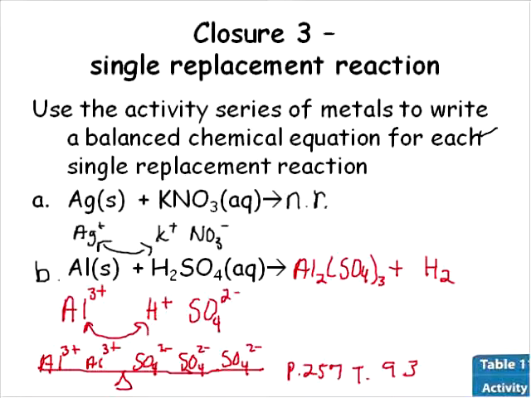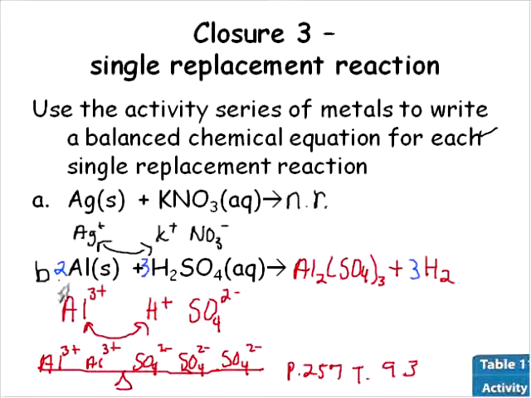Okay, and then we have to balance the equation. So we have 2 aluminums here. We need a 2 here. Now let's do that in another color. We have 3 sulfates on the right. If we put a 3 there, that gives us 3 sulfates on the left, but that gives us 6 hydrogens, so we need a 3 here.